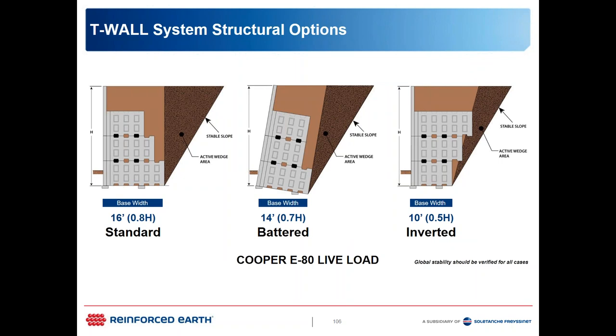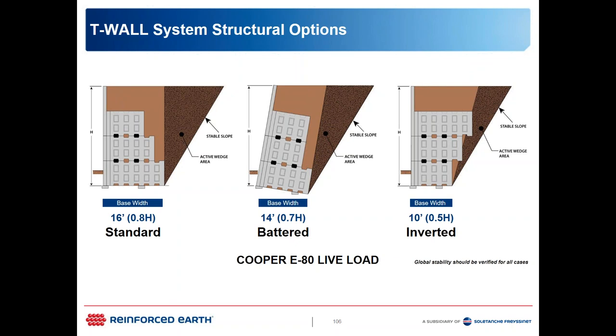So in the case of this T-wall system, if you are designing for the E80 Cooper loading, which is what most railroads are designed for, we provide a stem length of 80% of the wall height at the base, and the length of the stem decreases as you go up. Another option will be to use a battered wall so that you can reduce the stem length from 80% of the wall height to 70% of the wall height, if you have the room to provide a battered section.